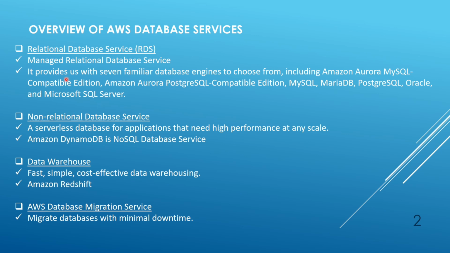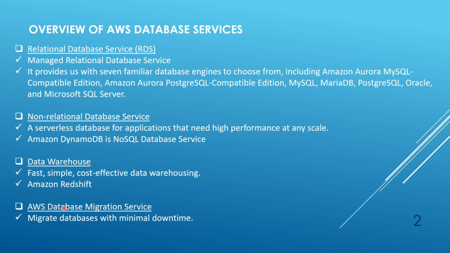After relational databases, there are non-relational database services as well. This is a serverless database for applications that need high performance at any scale, and AWS offers us Amazon DynamoDB. This is a NoSQL database service and an example of a non-relational database service. Then we have a data warehouse solution, which is fast, simple, and cost-effective data warehousing. Amazon Redshift is the data warehouse solution from AWS.